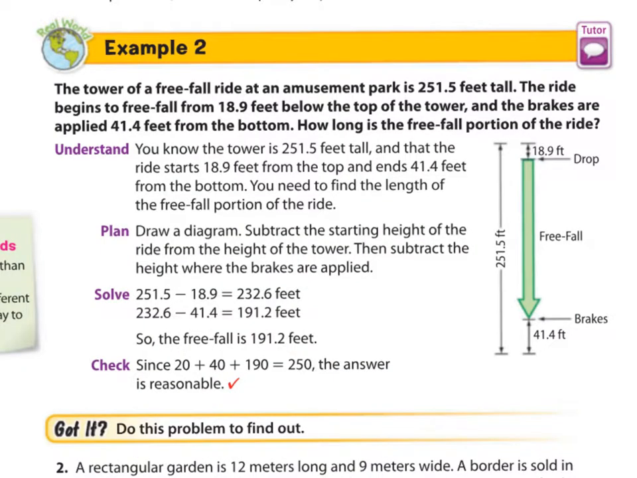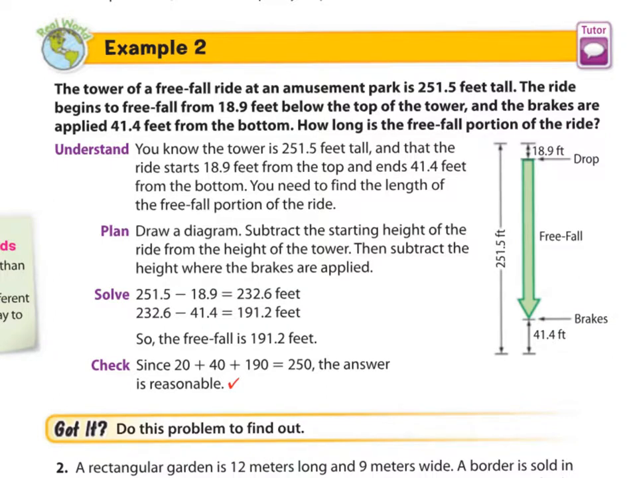Example 2. The tower of a free fall ride at an amusement park is 251.5 feet tall. The ride begins to free fall from 18.9 feet below the top of the tower, and the brakes are applied 41.4 feet from the bottom. How long is the free fall portion of the ride?